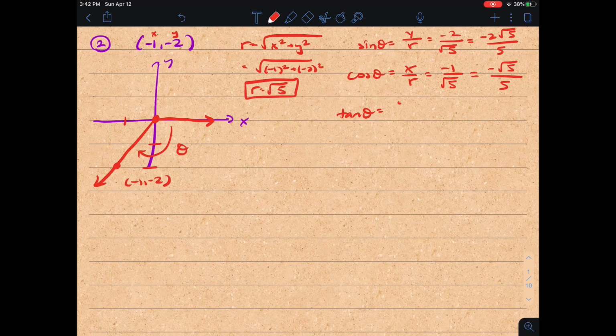Tangent of theta, which is y over x. In this case, is just negative 2 over negative 1, or just 2. That's really nice. Let's look at the other three.